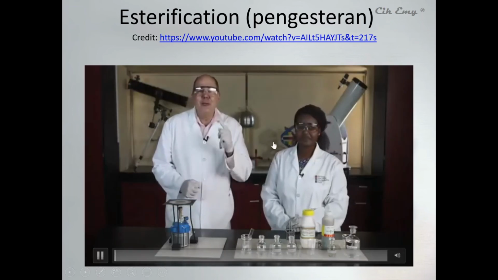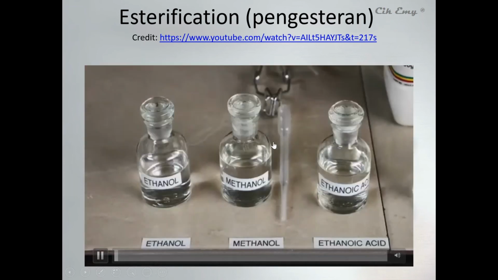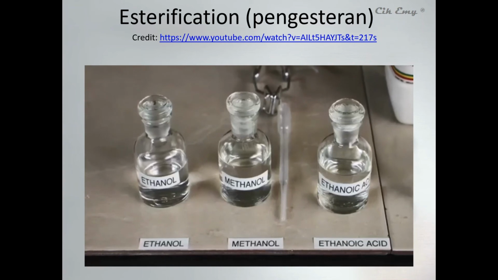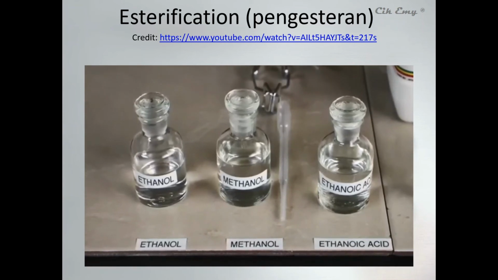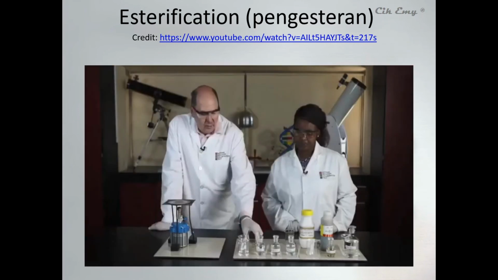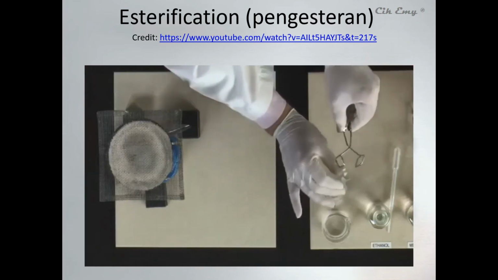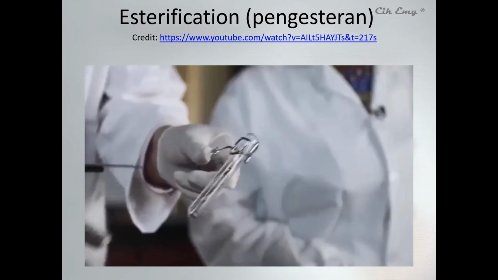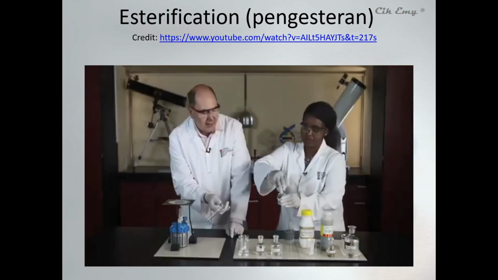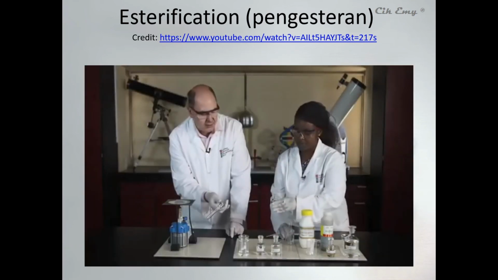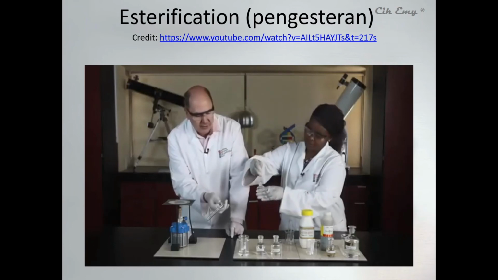Right, we are ready to make the first esters. We are using ethanoic acid reacting with ethanol in this first investigation. Right, let's get our test tube ready. And we're going to add 2 mils of ethanoic acid to this test tube. Thanks, Joyce, using the pipette.